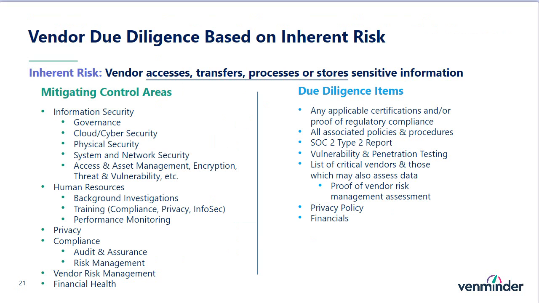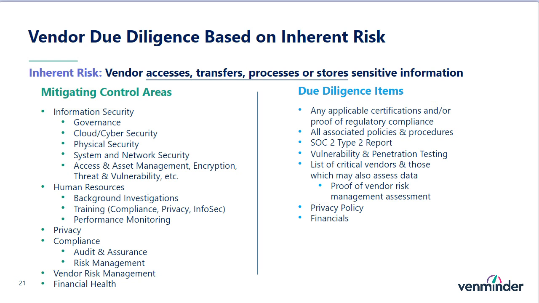So it's time to jump into some due diligence examples. Over the next few slides, we're going to look at some of the mitigating control areas to consider and some of the due diligence we might collect to validate the controls. Now keep in mind, these are all examples and are not meant to be wholly comprehensive. Again, your organization has to determine what controls to consider and what due diligence to collect.